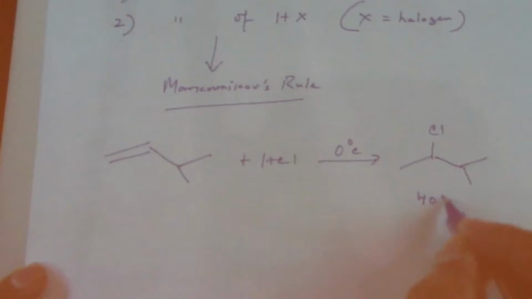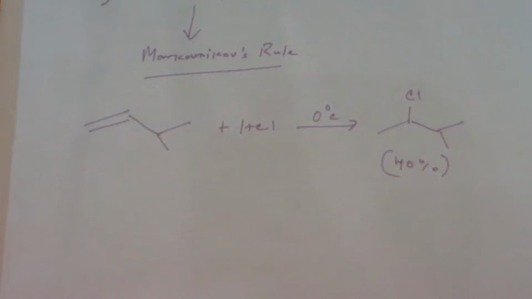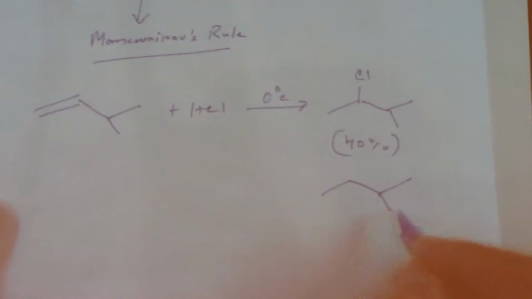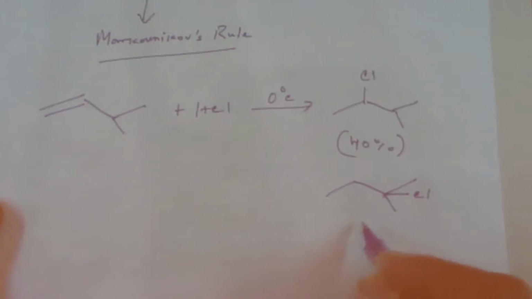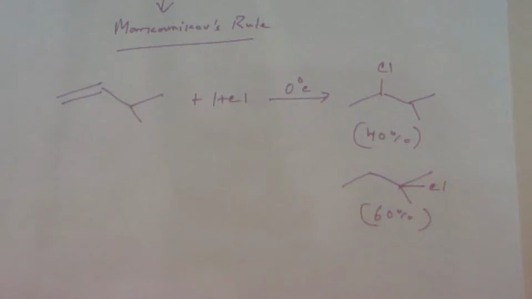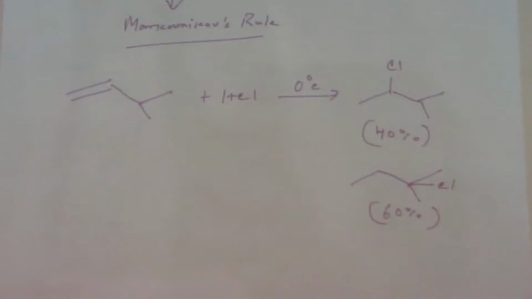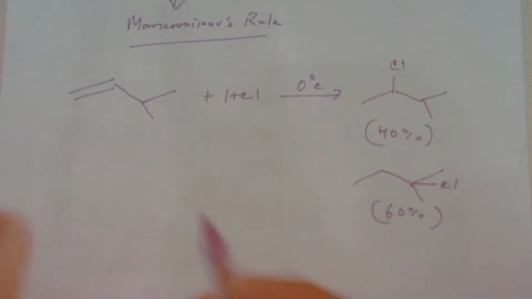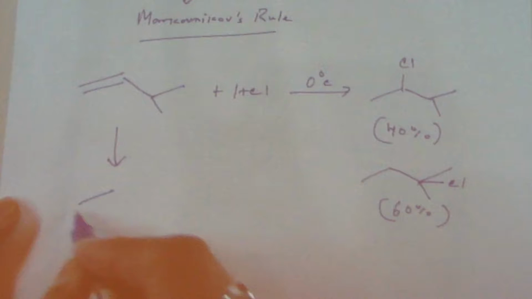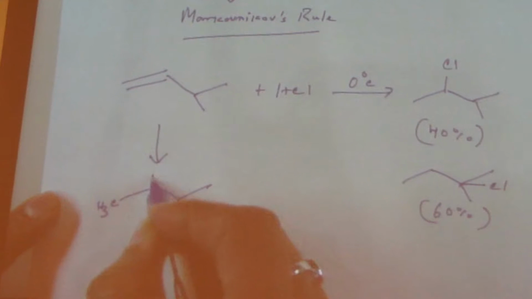But it's only formed at about 40%. And the 60% is actually a different product, where the chlorine is in a different place. This is about 60%. So how did that happen? We can follow the mechanism and be able to explain that. In the very first step, you expect the hydrogen H plus to add on to the end, which would be the major. So you have CH3 now, and a carbocation is generated.